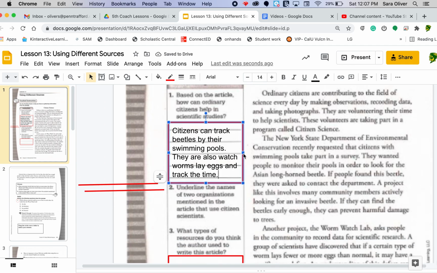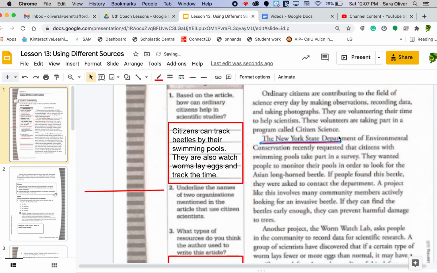Underline the names of 2 organizations mentioned in the article that use citizen services. So I remember one was in New York, the New York State Department of Environmental Conservation, and the other one was the Worm Watch Lab.